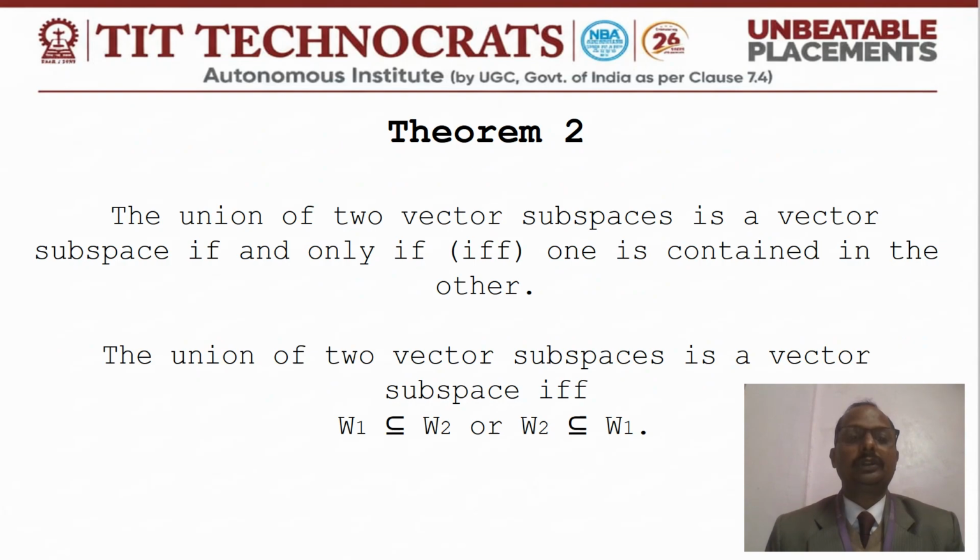Another theorem: the union of two vector subspaces is a vector subspace if and only if one is contained in the other. Here IFF is read out as if and only if. So W1 is a subset of W2 or W2 is a subset of W1.